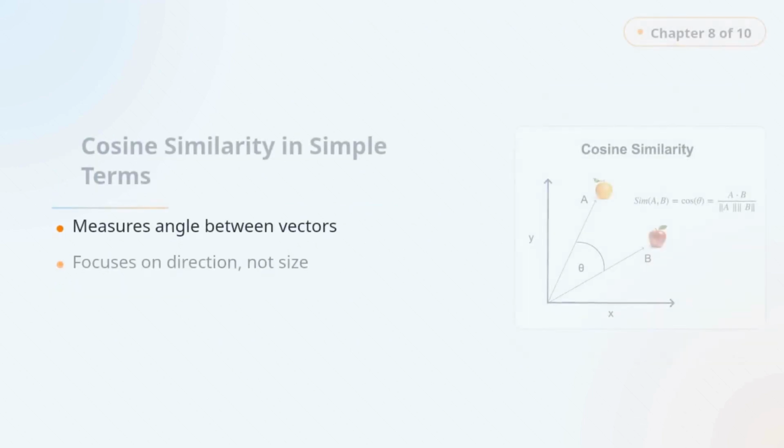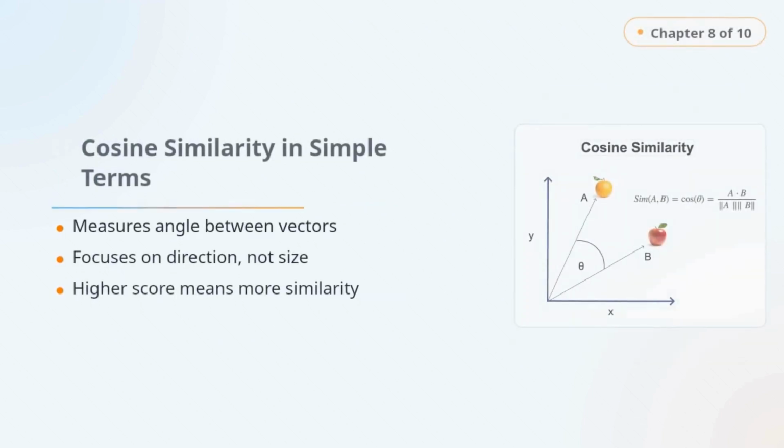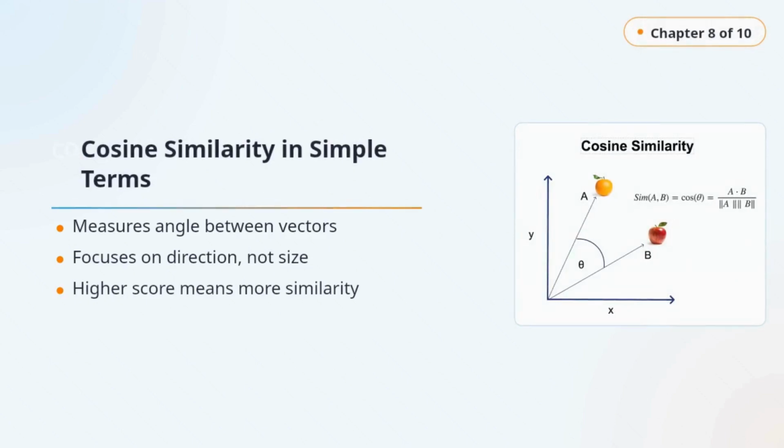A common way to compare embeddings is cosine similarity. It measures the angle between two vectors. If the angle is small, the vectors point in a similar direction, which usually means the meanings are similar. This is useful because it cares more about direction than magnitude. So even if vectors have different lengths, the system can still compare their semantic alignment properly. In RAG, this helps identify which chunks are most relevant to the question.